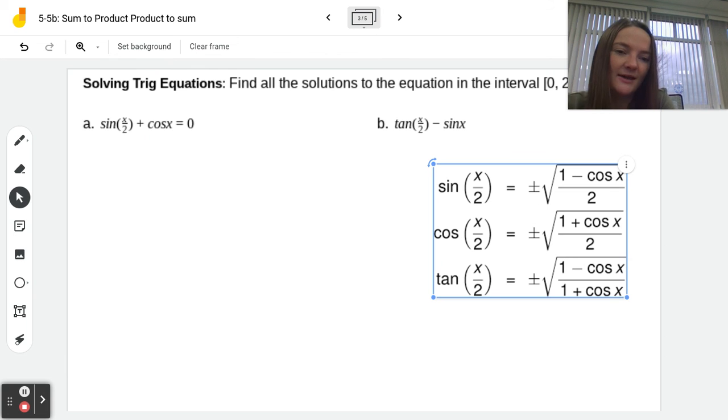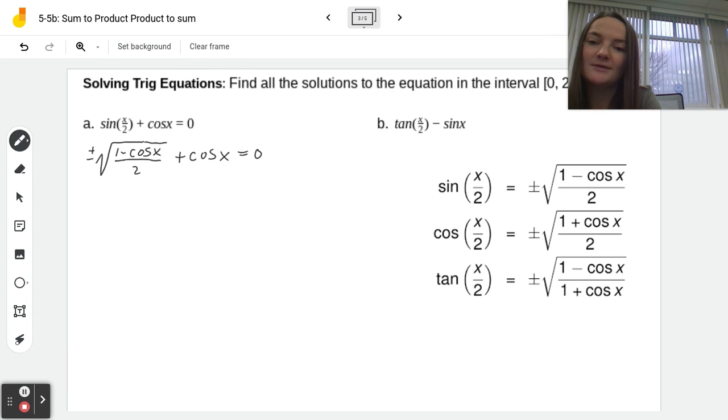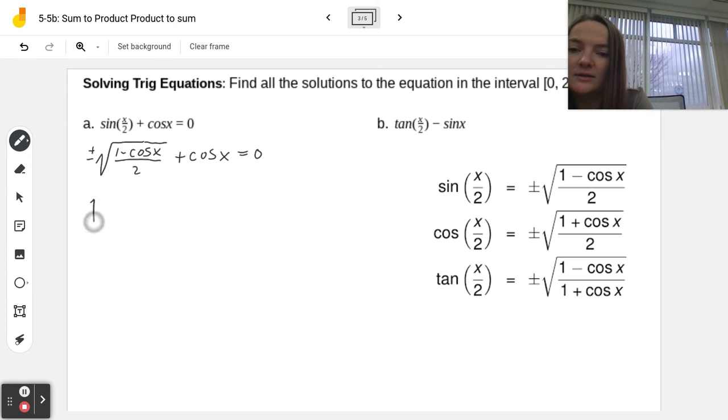I know that sine of x over 2 is the same thing as plus or minus the square root of 1 minus cosine of x over 2. Okay, so from there, we want to continue to solve because we're going to try to find the solution to this. So let's see how we can do on this. What we can do is separate this out a little bit. So I know that this is plus or minus the square root of 1 minus cosine.